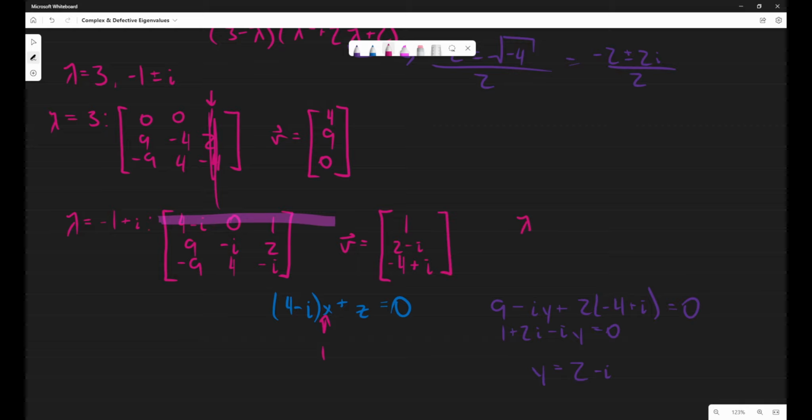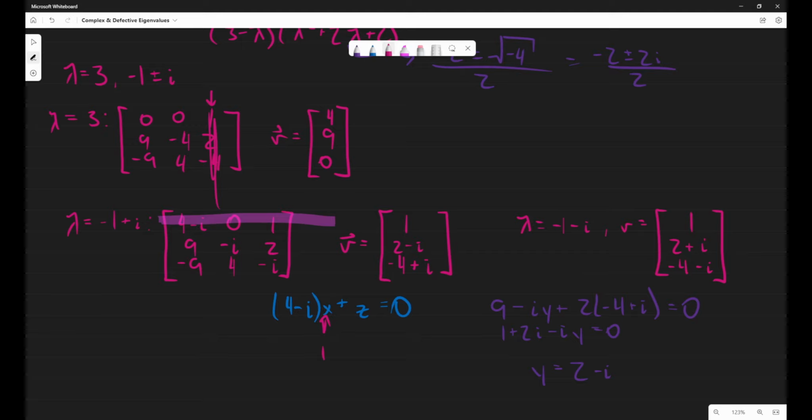And then for the other eigenvalue, the eigenvector will simply be the complex conjugate of the one that we just found. So it'll be 1, 2 plus i, and then negative 4 minus i. And that's pretty much it for this video.